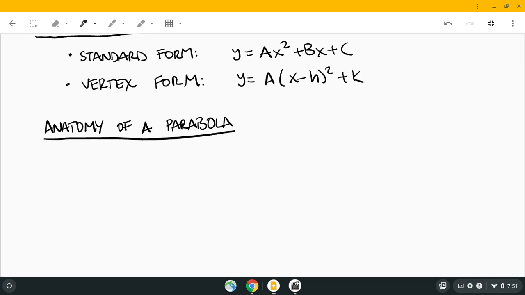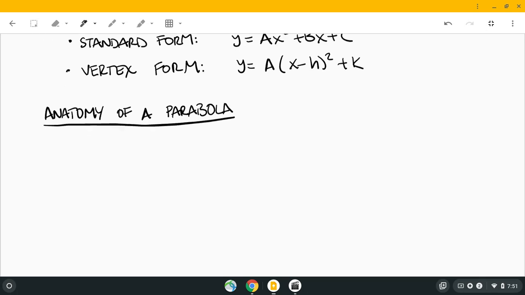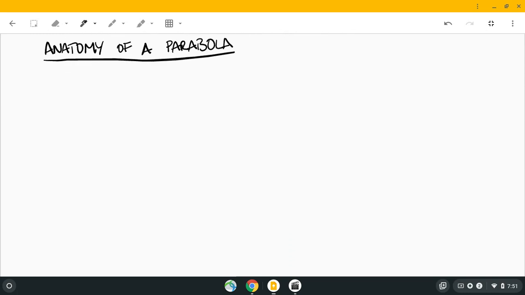Just like a line, when you graph a line, there are certain aspects of the line. We look at the slope of a line, we look at the x-intercept, we look at the y-intercept. Same thing here with the anatomy of a parabola. There are certain characteristics that we look at. Okay, so let's go ahead and draw the graph of a parabola.